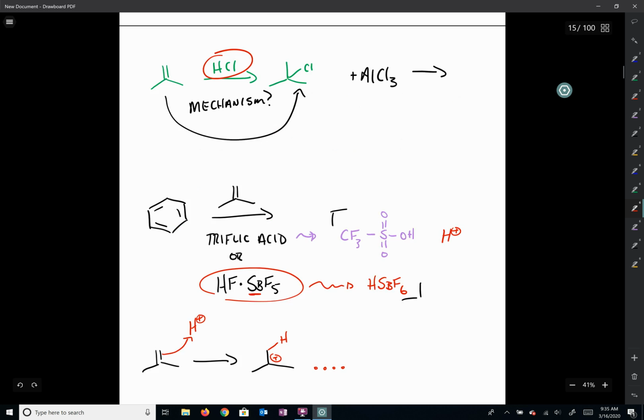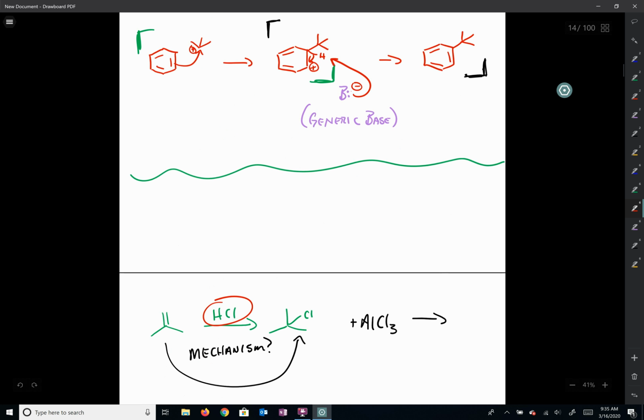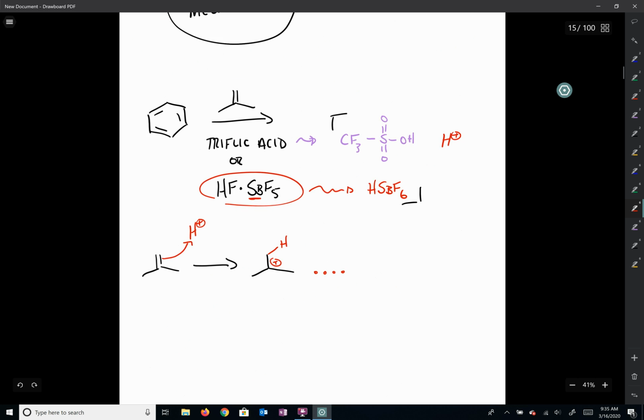The answer is it's going to look like this. Oh look, there's our cation that we formed. The ring's going to attack it. Some generic base is going to come in, and so on. I think you get the point here. So we can use alkenes to attach to the ring if we have a powerful acid around.